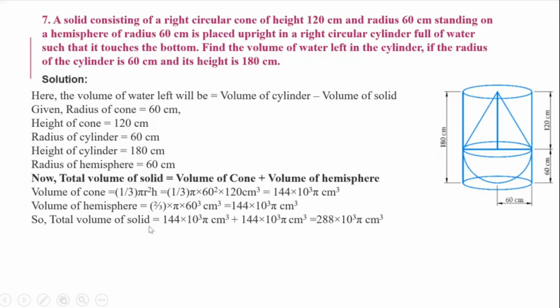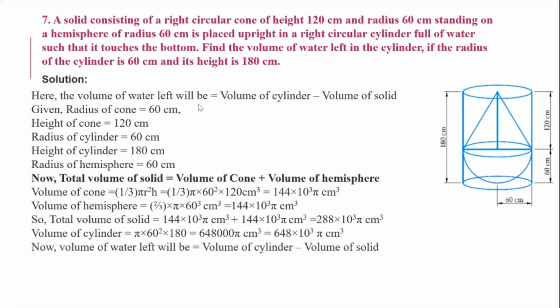Now this is the volume of the solid. Let me find out the volume of the cylinder also. What is the volume of the cylinder? It is pi r square h. So r is 60, h is 180. Once I put the value, I get pi into 60 square into 180, which is equal to 648,000 pi centimeter cube, or I can say it is equal to 648 into 10 raised to the power of 3 pi centimeter cube. So from this volume 648 into 10 raised to the power of 3 pi, if I subtract 288 into 10 raised to the power of 3 pi, I'll get the volume of the water that will be left out. So that comes out to be how much?